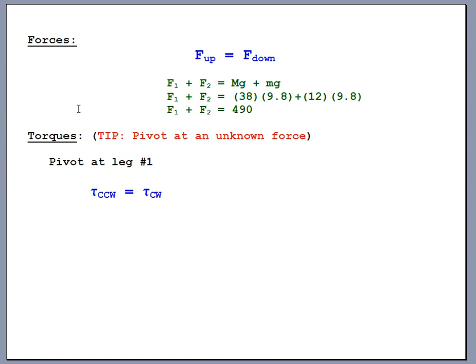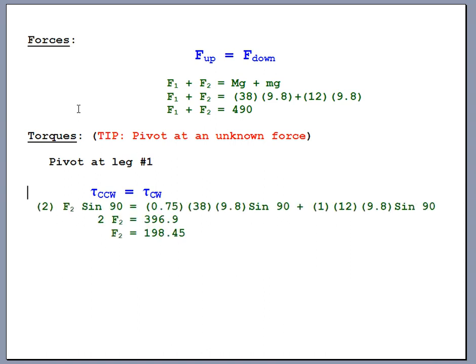So pivoting at leg number 1, you could also have pivoted at leg number 2. But pivoting at leg number 1, when I balance my twists, here's what I find. The equation looks really long, but it's very easy. Walking through it, this 2, it's 2 meters from that pivot out to F2. So there's the R, and then here's the F, and then the sine of 90. Now, twists going clockwise. It's 0.75 meters from that table leg where you drew the pivot out to where the 38 creates a force. So 38 times 9.8 is a force, and then sine of 90.